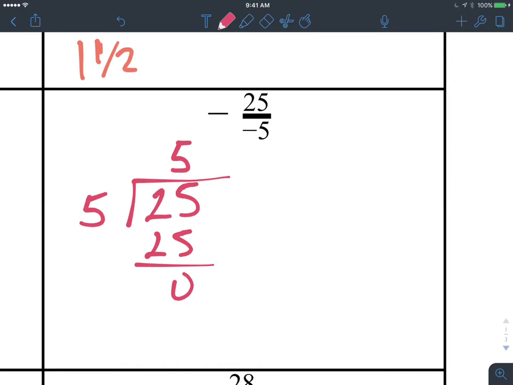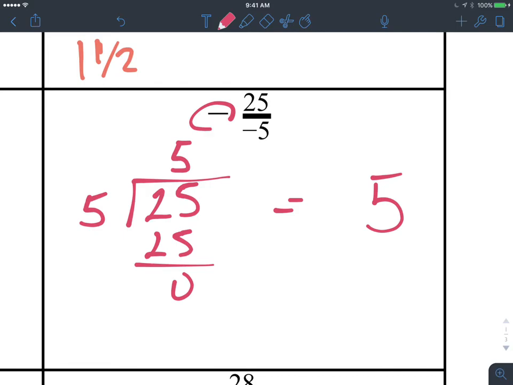So we're actually not going to have a fraction part. We're just going to have a whole number. Our answer is going to be 5. But before we finish, we've got to ask ourselves, is this going to be a positive or negative 5? We did 25 divided by negative 5, but we've got this negative on the outside.